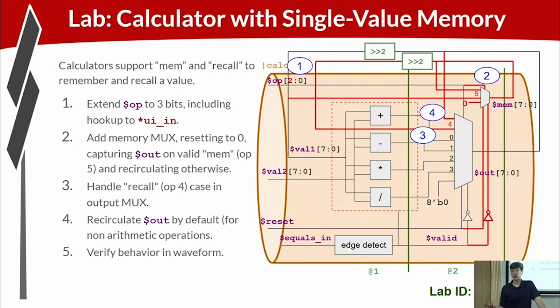Because we're adding 2 operations, the mem and recall are operations. So we have add, subtract, multiply, divide, mem, and recall. So we need to be able to encode all 6.